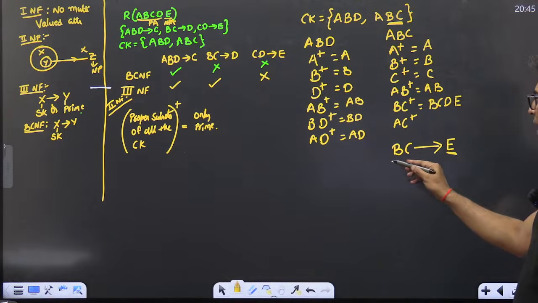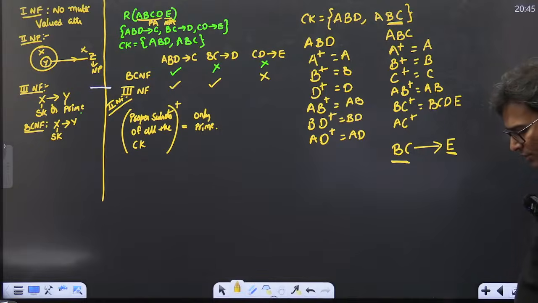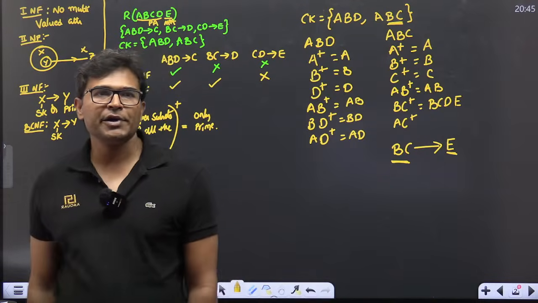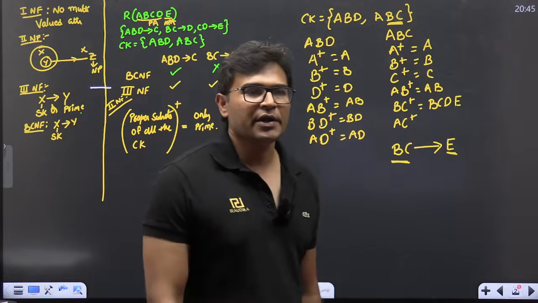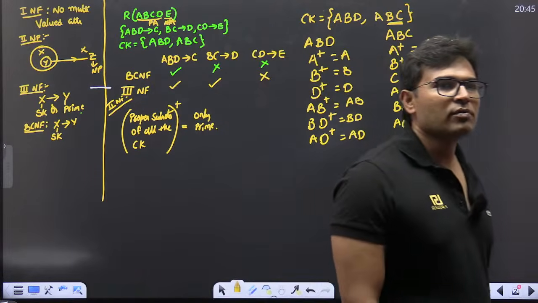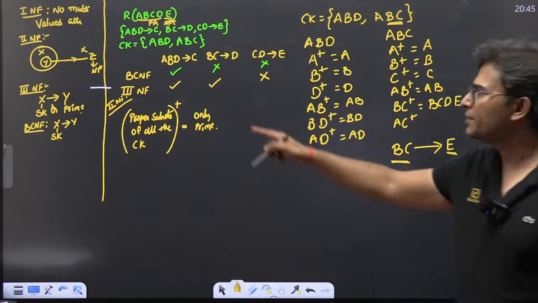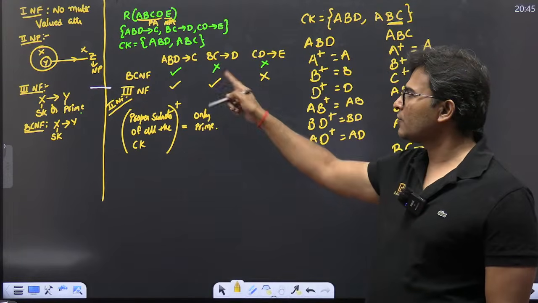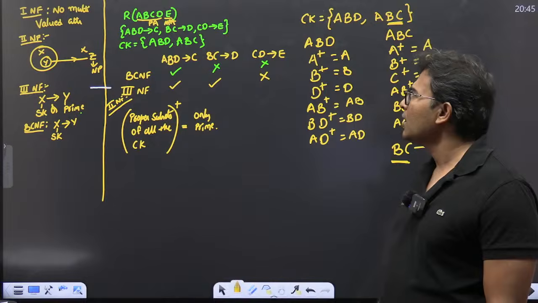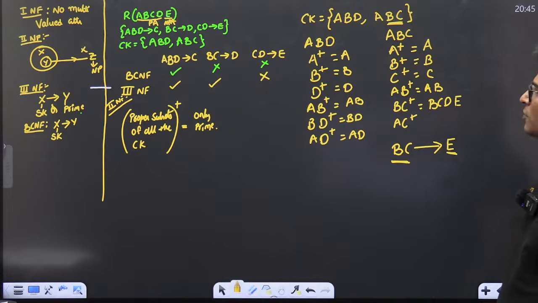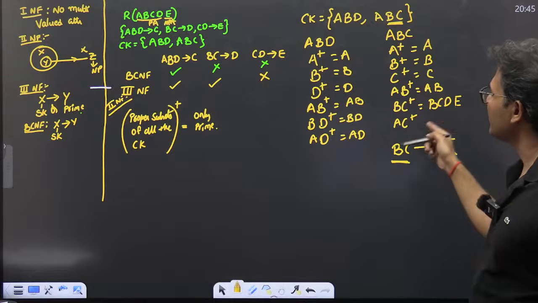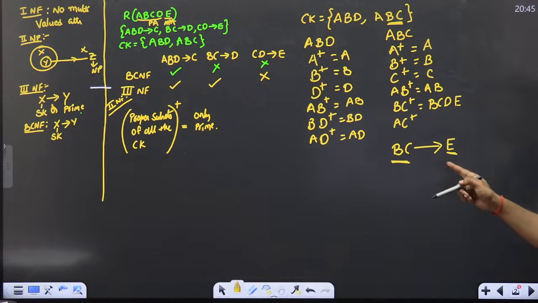This is a very important concept, so I'm repeating it again and again. To find out BCNF and third normal form, it is very easy. But if you have to find out second normal form, you have to find all the partial dependencies. You have to solve everything, and whenever you get a partial dependency, you can stop there.